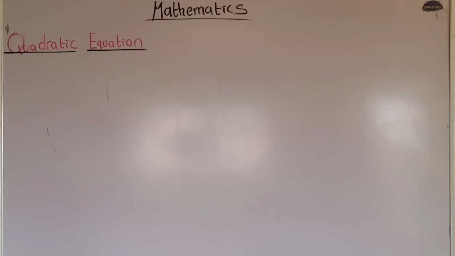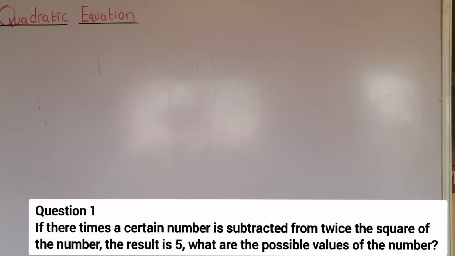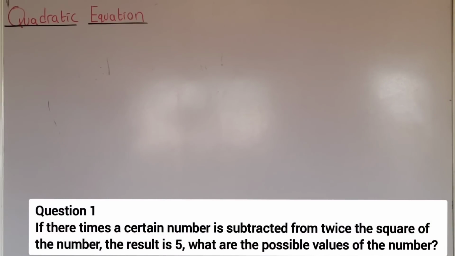In this class, we are going to learn how to interpret and solve questions on word problems leading to quadratic equations. Okay, let's start with the first question. If 3 times a certain number is subtracted from twice the square of the number, the result is 5. What are the possible values of the number? Okay, now please, I want you to pay attention.